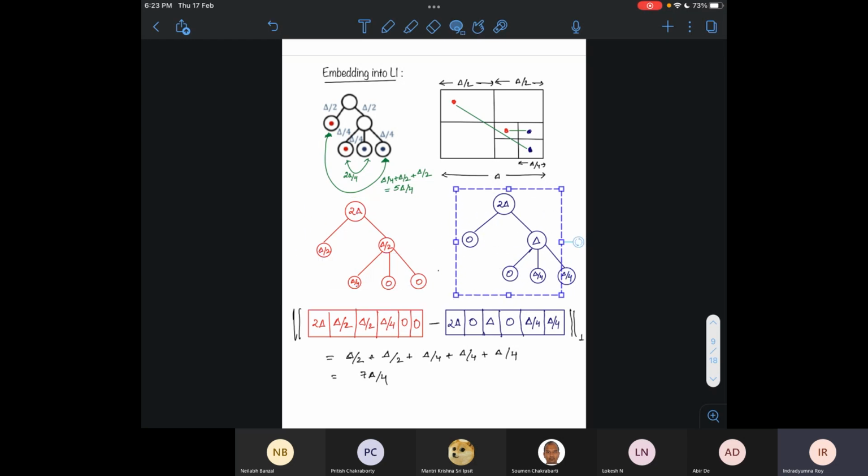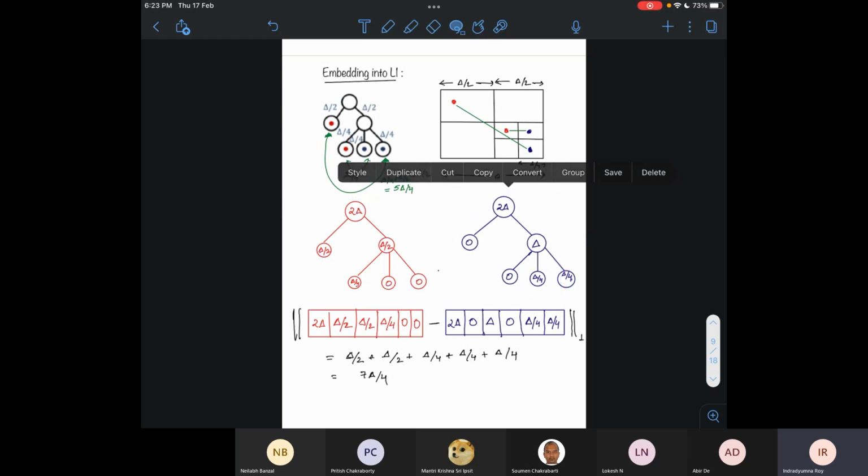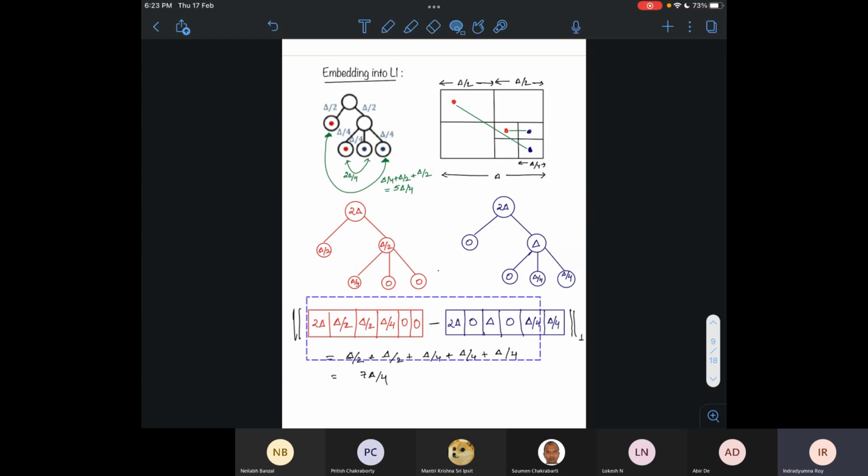This is the similar tree for the blue items, where you have delta by 4 here, delta by 4 here. You have delta here because there are 2 points here, each with cost delta by 2. And then you have 2 delta. So if you write this in the form of a single vector and you take the L1 norm between those two, you get the exact value as we computed here. So here you have 5 delta by 4 plus 2 delta by 4. Here you get 7 delta by 4. And this is basically taking the difference of these two vectors and computing the L1 norm.